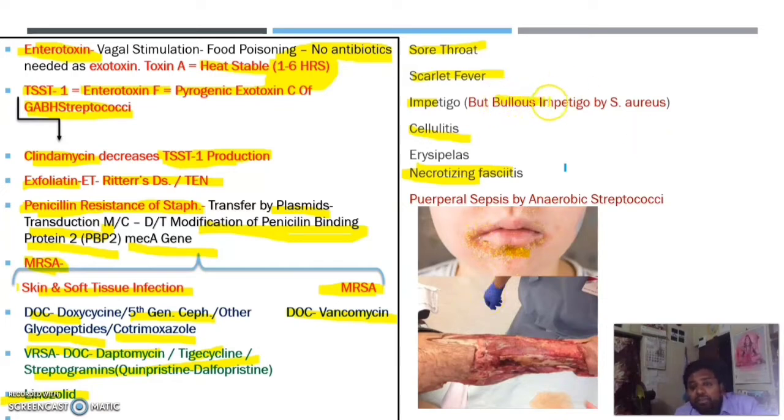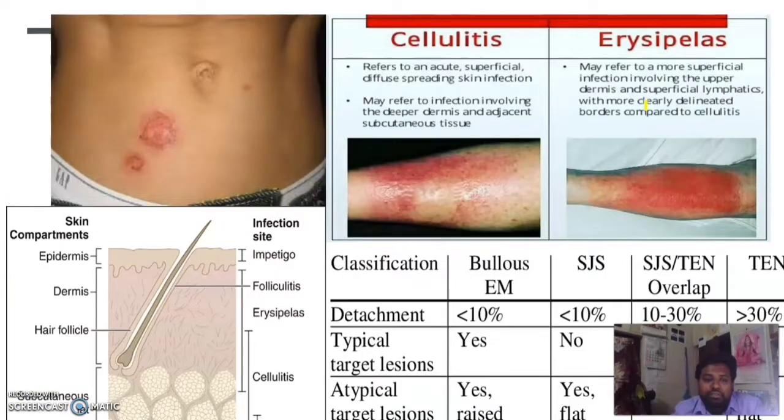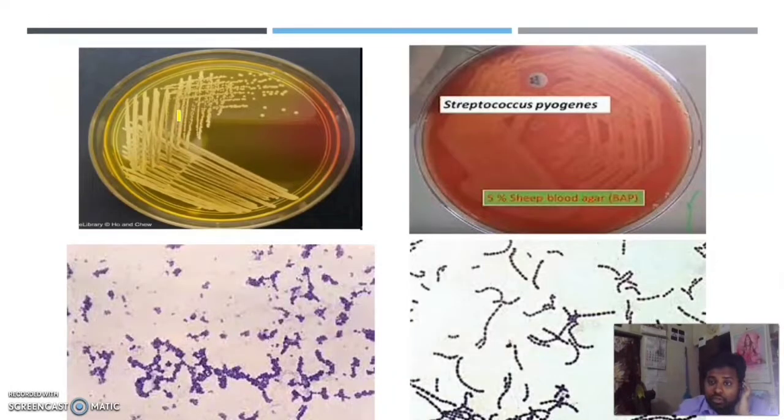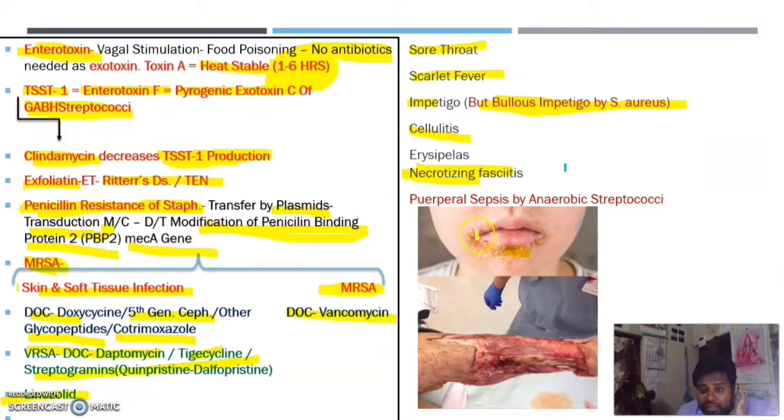But bullous impetigo is caused by Staphylococcus aureus. Bullous impetigo is caused by Staphylococcus aureus. I will show you the image. This is bullous impetigo. But in normal impetigo, you can see these types of scabs.